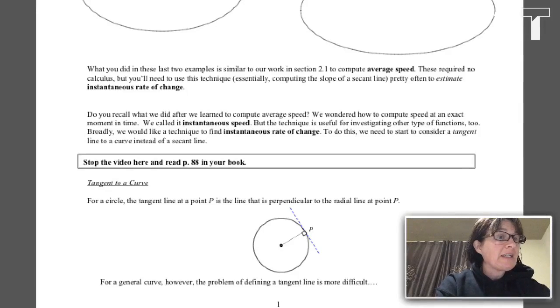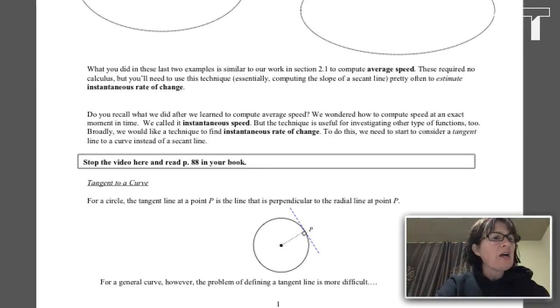You've just finished reading page 88. I'm going to see if I can help clarify some of the ideas there. At the bottom of the first page of your notes, I have a circle down here, and I think on your page the tangent line at P is drawn in, but I don't think that it came out in your copy. So sketch in your tangent line at P.